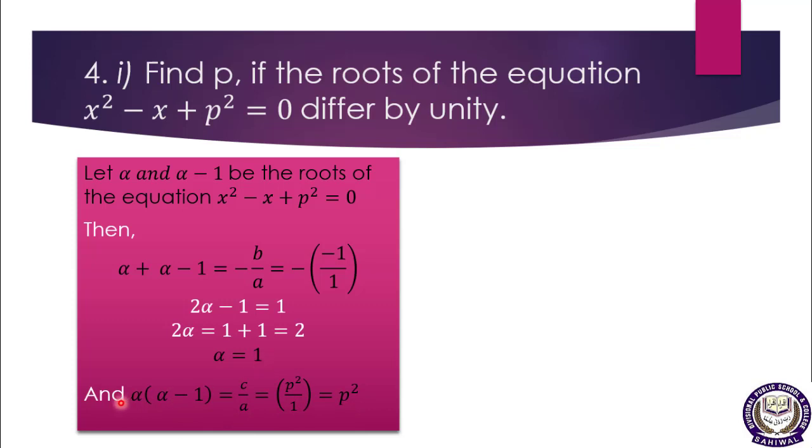Now, for the product of the roots alpha and alpha minus 1, we know that they are equal to c over a, where c is the constant term, which is p square here, and a is the coefficient of x square, which is 1. So, solving this we get p square. It means the roots when multiplied will be equal to p square.